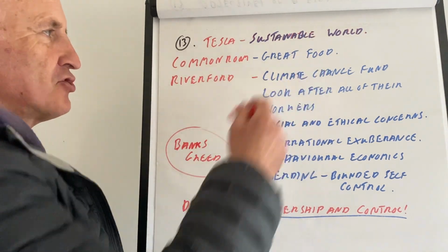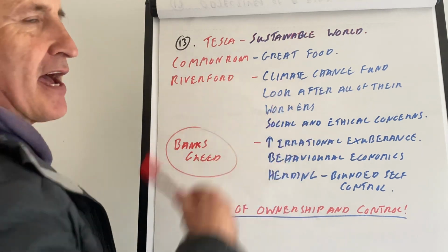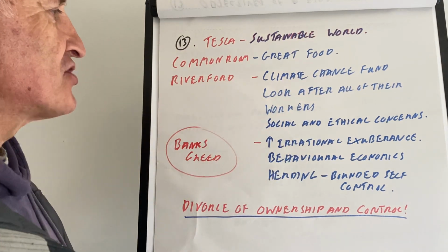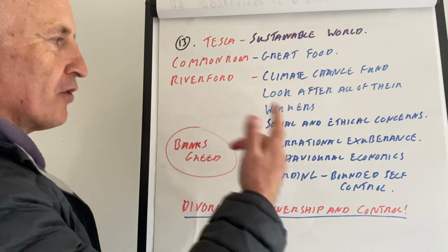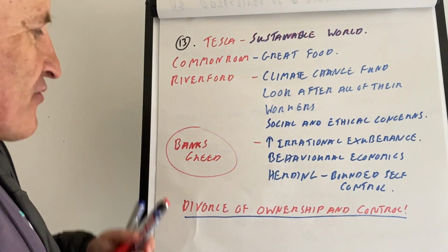The Cromwell wants to produce great food. Riverford has a climate change fund where they spent 1.8 million quid. So they look after all of their workers. There are also social and ethical concerns.